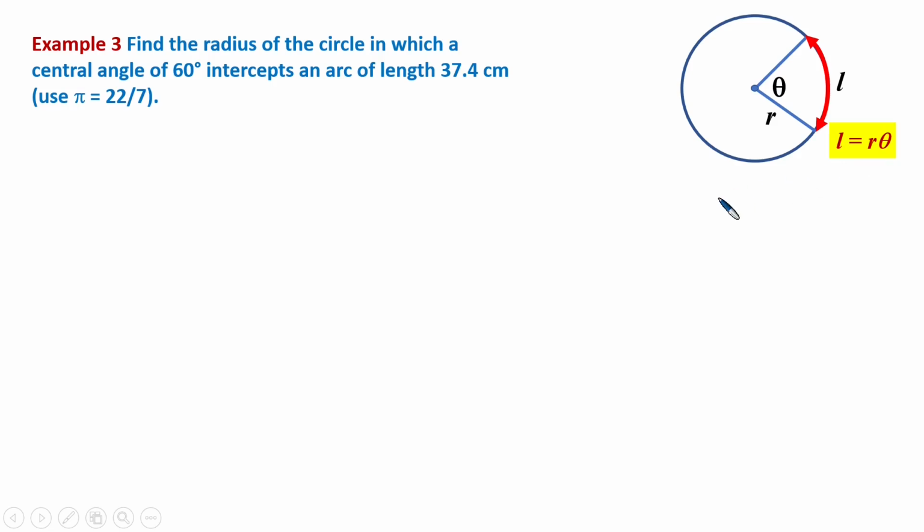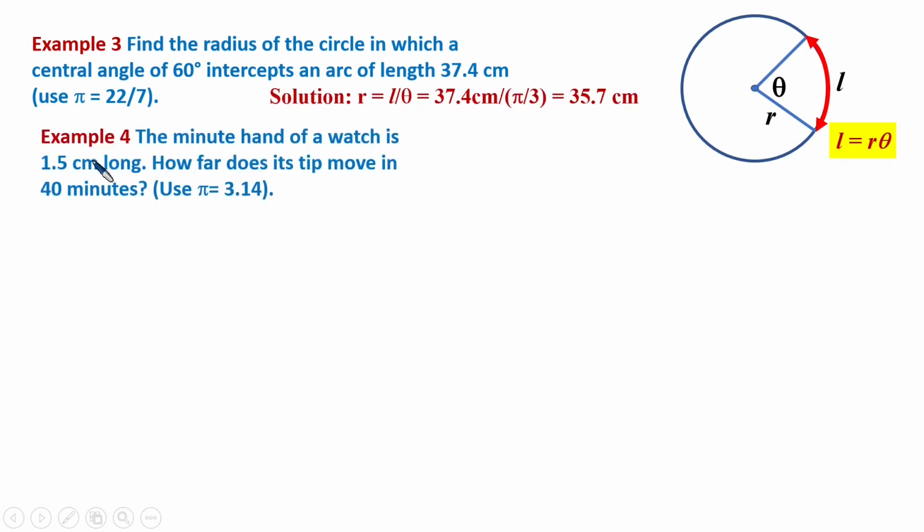So we use this formula, L is equal to R theta. So R is L by theta. So it is very simple. Kindly go through it. Now this is example 4.